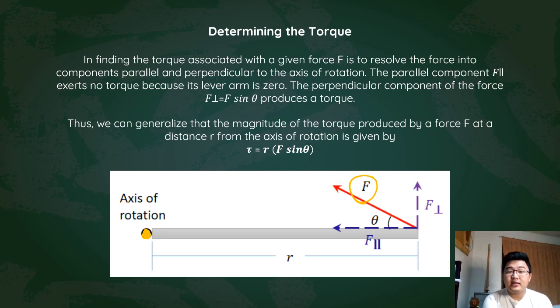The parallel component of that force exerts no torque because its lever arm is zero. What's the displacement between the point of action of that force and the axis of rotation? Because the lever arm is zero between the axis of rotation and the parallel component of the force, the parallel component of the force does not exert any torque. On the other hand, the perpendicular component of the force produces torque. Now, what will the perpendicular component of the force be equal to?